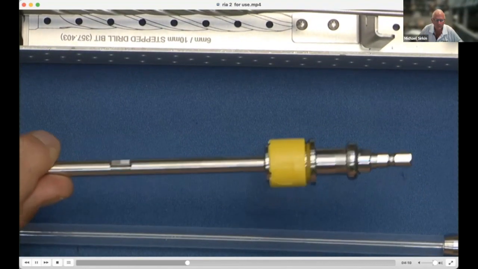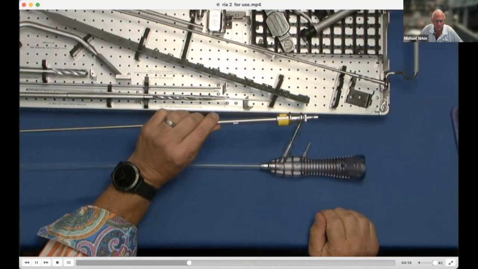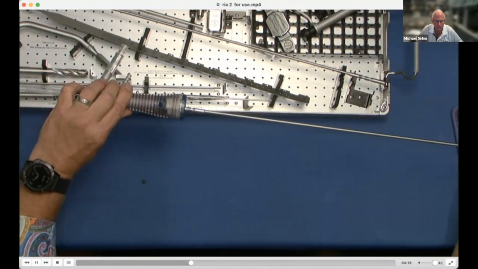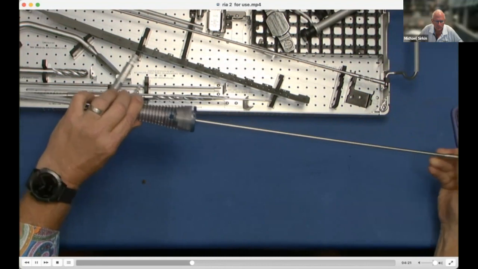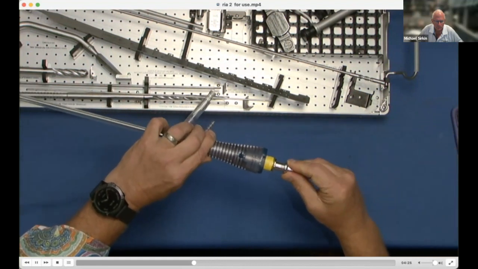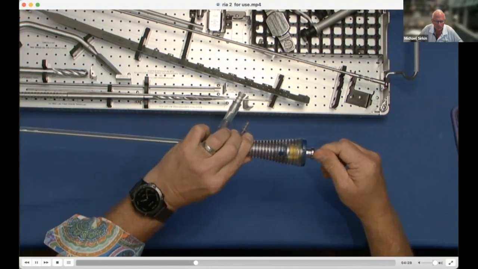The next step is to go ahead and place your drive shaft into your rhea. It gets a little firm, and then you push it, and you'll hear it click into place so that it's now in place.